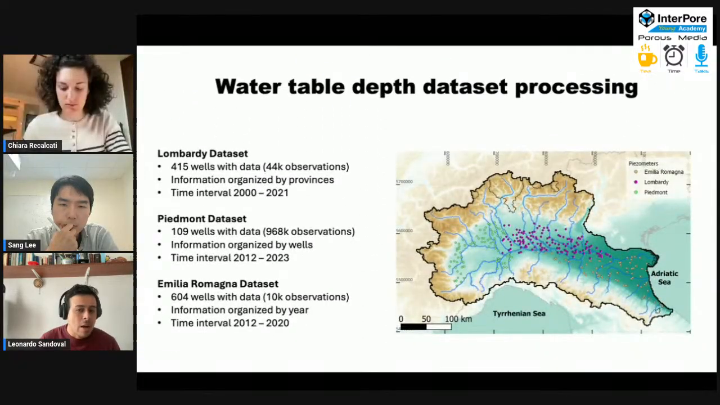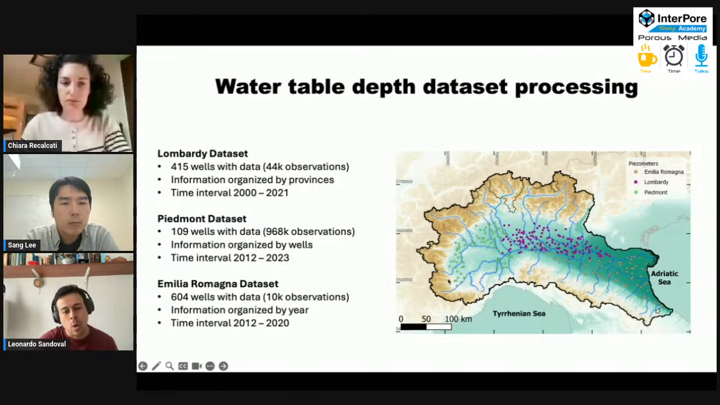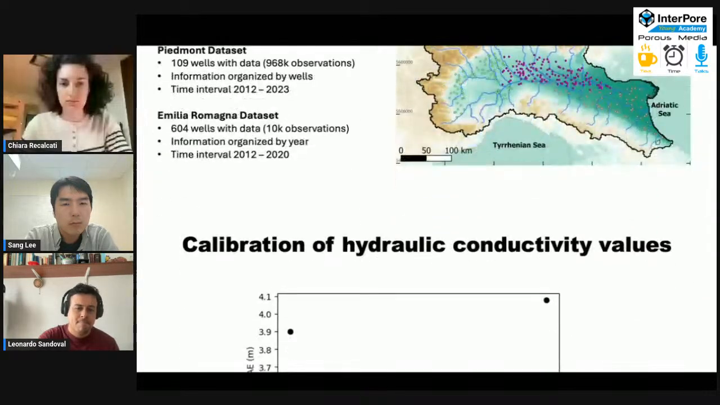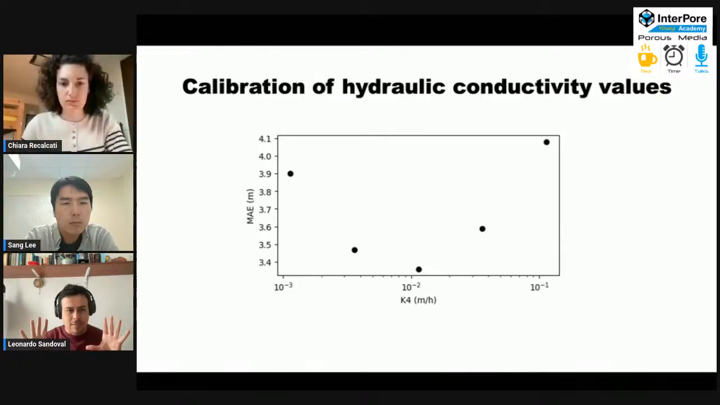We calibrate our model against observations of water table depth in the entire domain, mainly in the valley of the domain. We collected the information of more than 1,000 wells, and we computed a temporal average value for each one of the wells and used those values to calibrate the model.